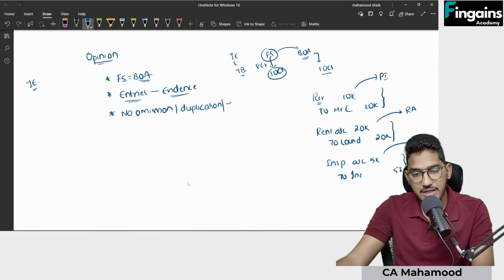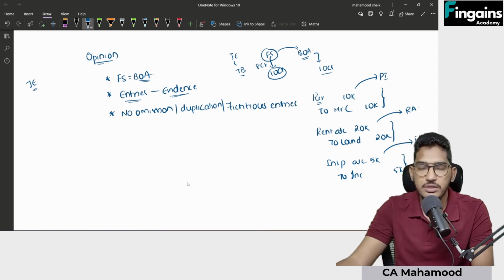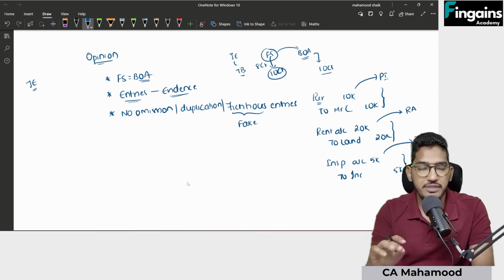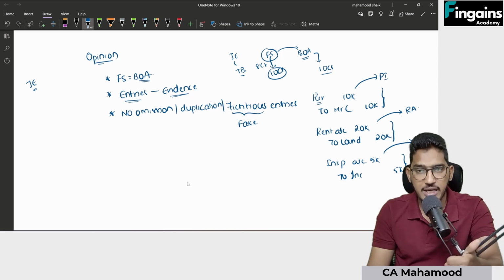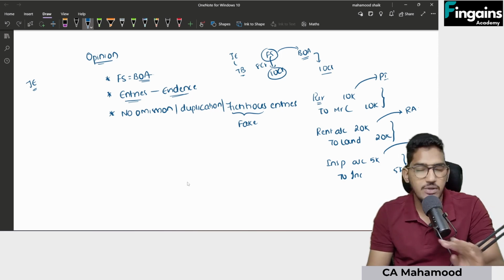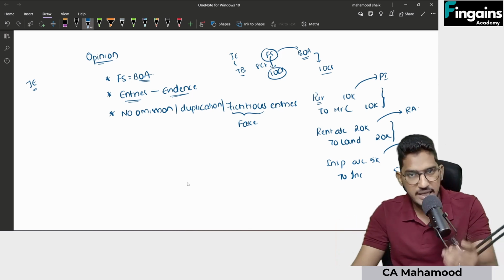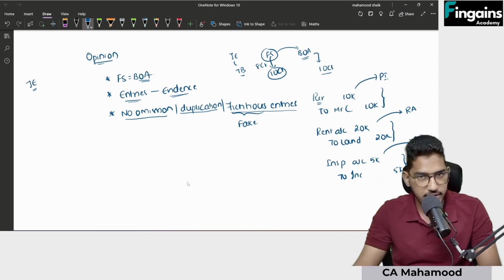And also I should check that there are no fictitious entries. Now, what is the meaning of the term fictitious? Fictitious means fake. There should not be any fake entries. Only those entries which have really taken place should come in books of accounts. So as an auditor, one of the basic things which I need to check before expression of opinion is that there should not be any omissions, there should not be any duplications, there should not be any fictitious entries.